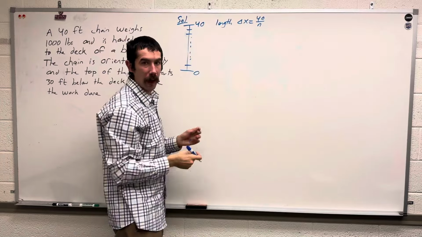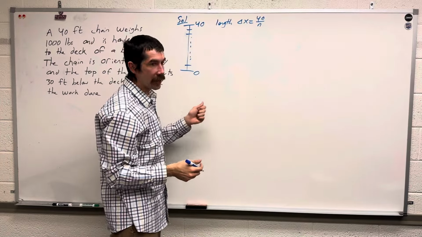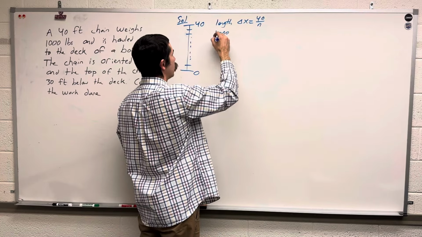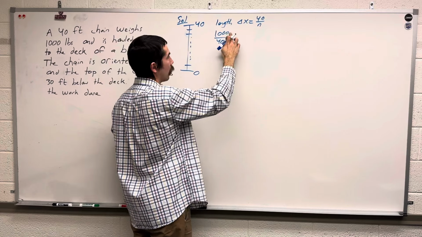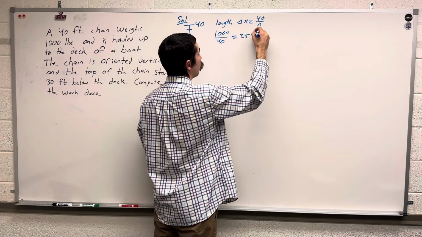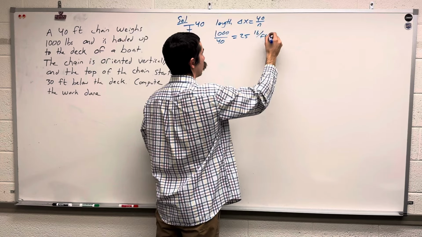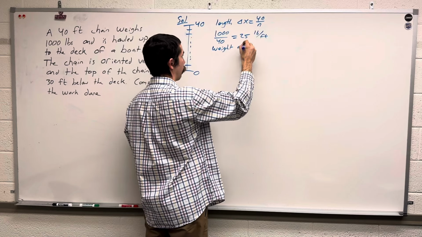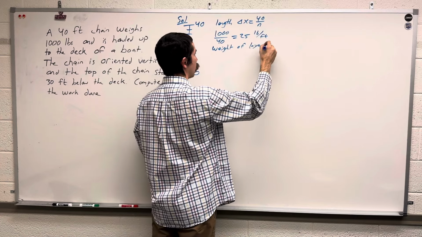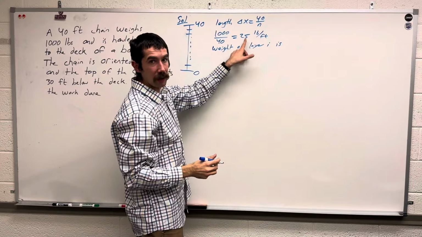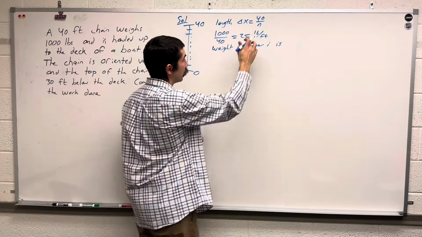To find the weight of each layer, it's just the density of the chain. So the density of the chain is 1,000 pounds over 40 feet, which is 25 pounds per foot. And the weight of layer i is just 25 delta x, because this is in feet.